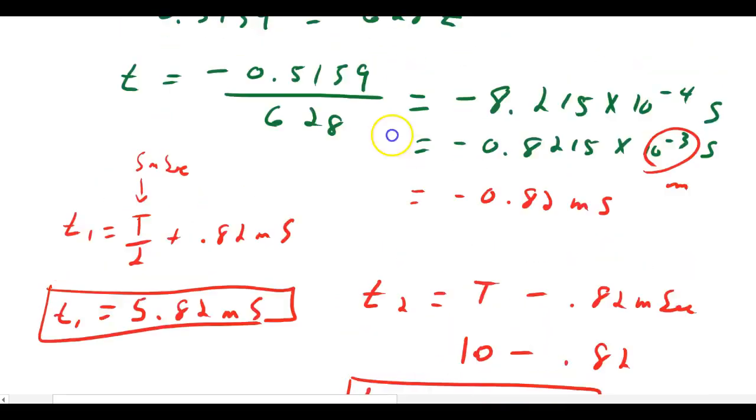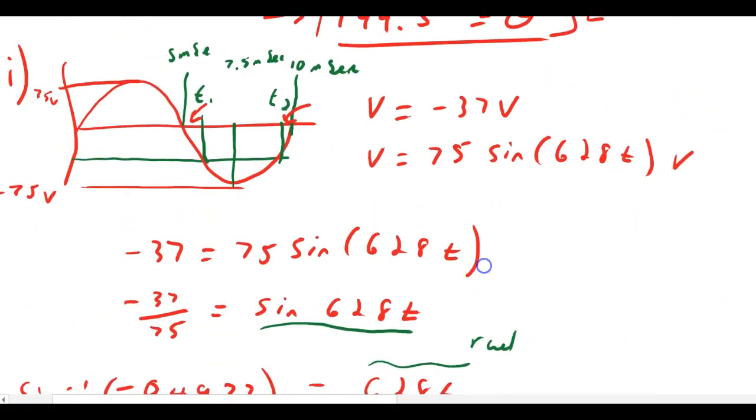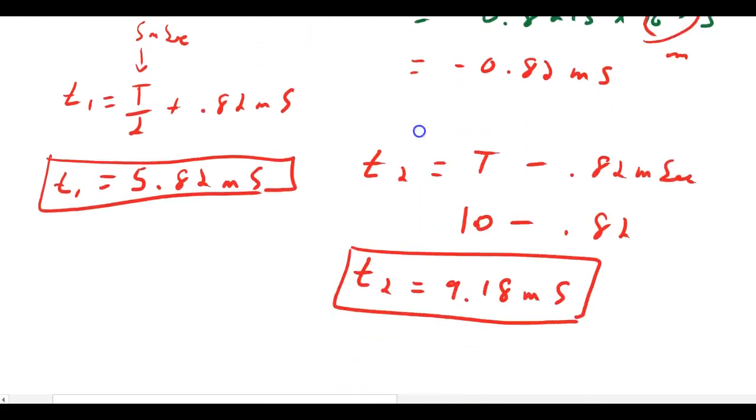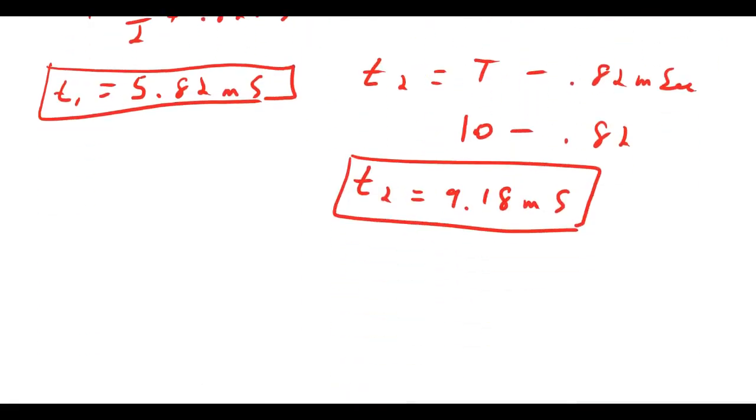And so back to our graph, we have T1 here, 5.82 milliseconds, T2, 9.18 milliseconds. Now, that's a long question. I'm sorry it's taken so long. It's 25 minutes, but there's a lot of math in that question.